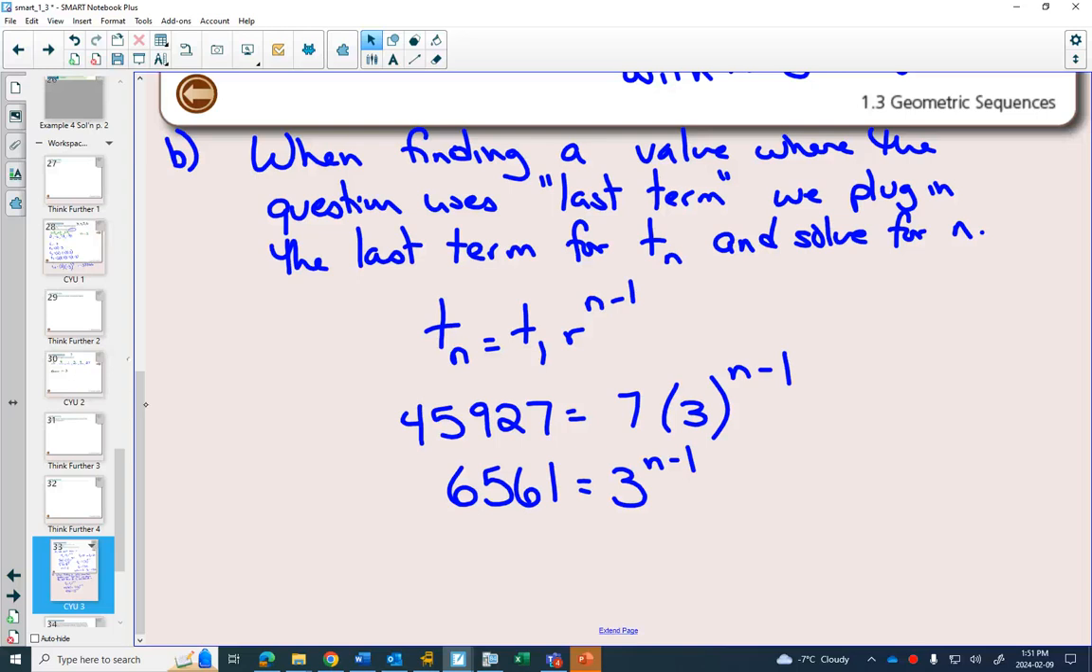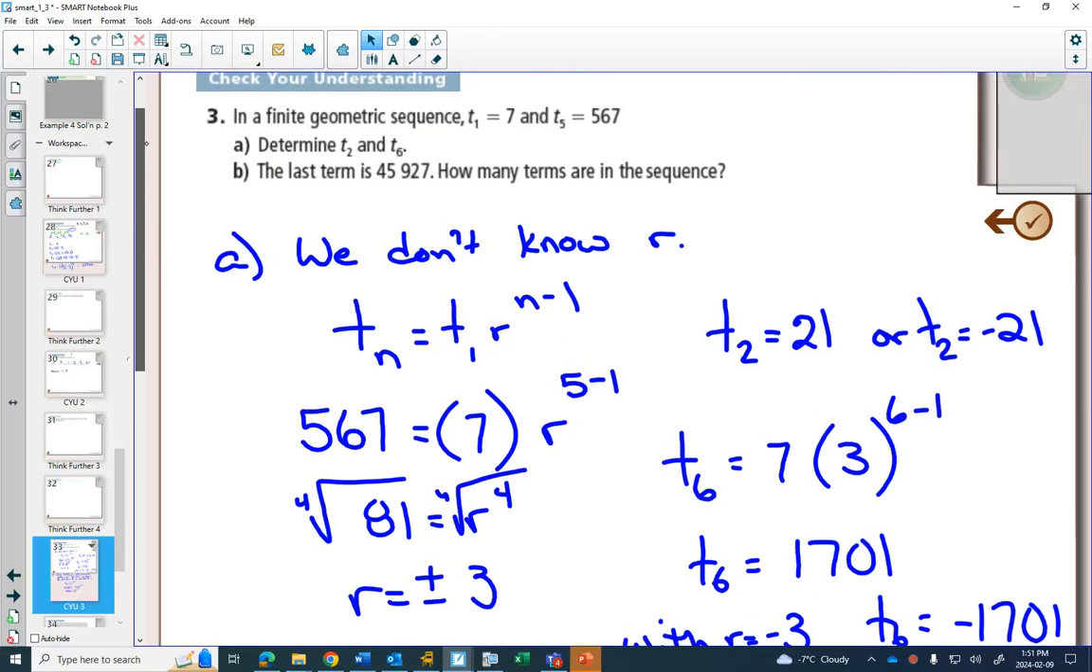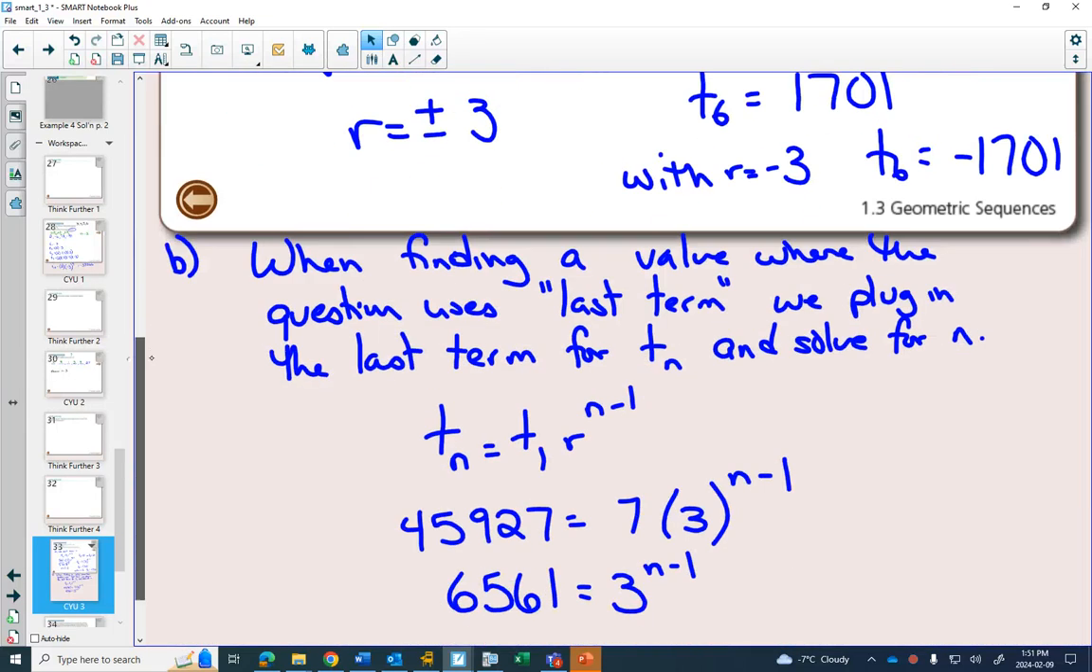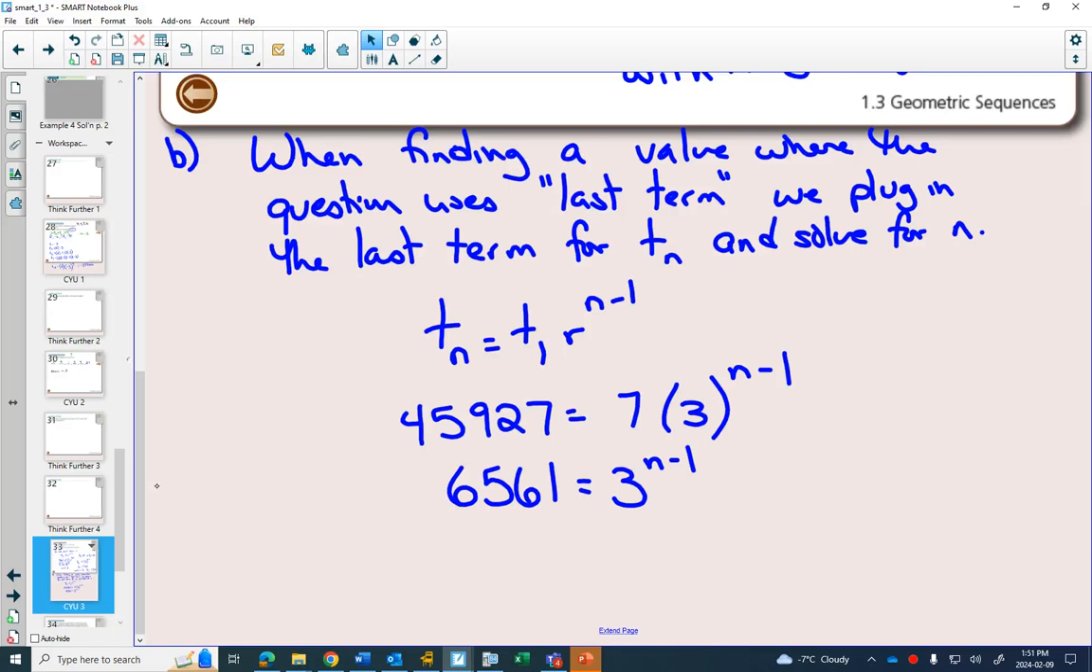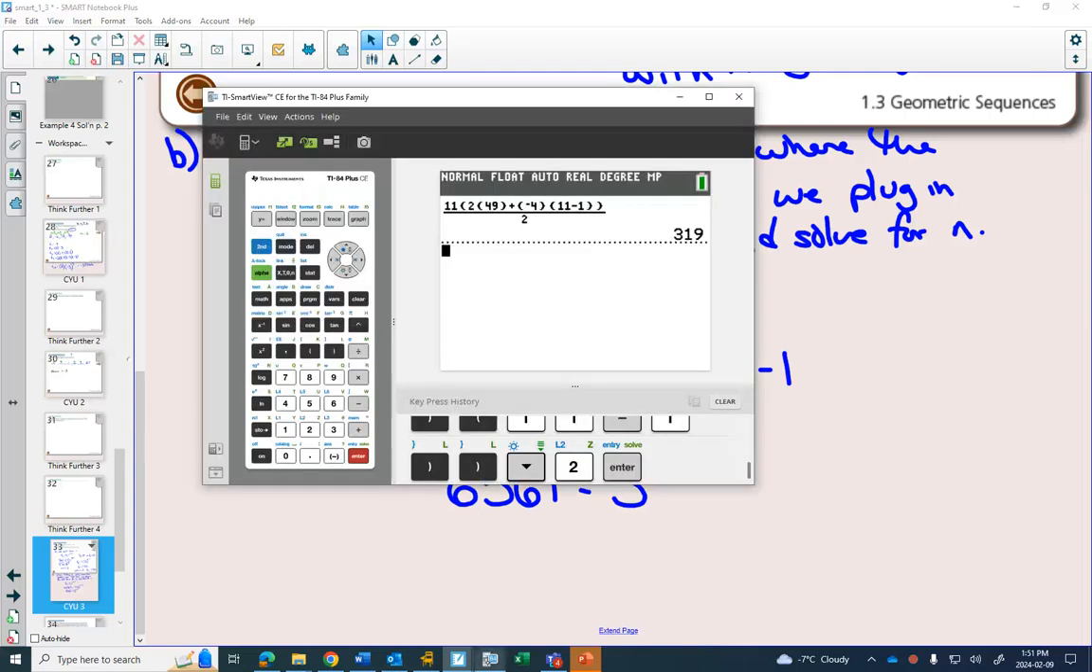First of all, if this is a term in the sequence, does it make sense to you that n has to be a nice number? It can't be 7.2. It has to be a whole number. Because in a sequence, you're not like, oh, I was at term 5.5. What? There's no term 5.5. There's only term 5, term 6, term 7. So we know that n has to be a nice number. Okay? So let's do educated guessing and checking.